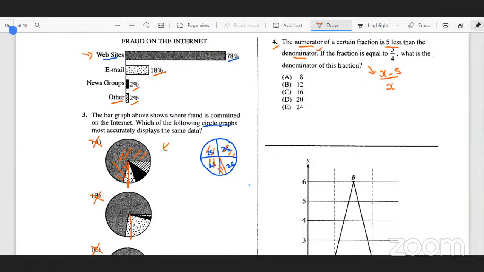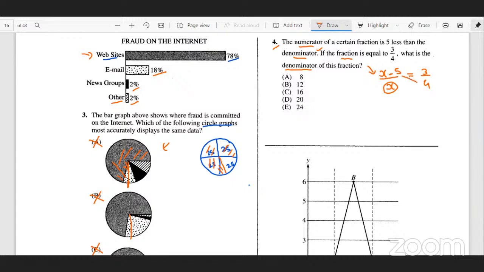If the fraction is equal to 3 by 4, okay, now this fraction which we have made by reading the information given, they're saying that if this fraction is equal to 3 by 4, what is the value of the denominator of this fraction? So we need to find the denominator of this fraction. We need to find this x. So it's very clear. We have an equation where we just have one variable. We can easily do that by making x the subject of our equation.